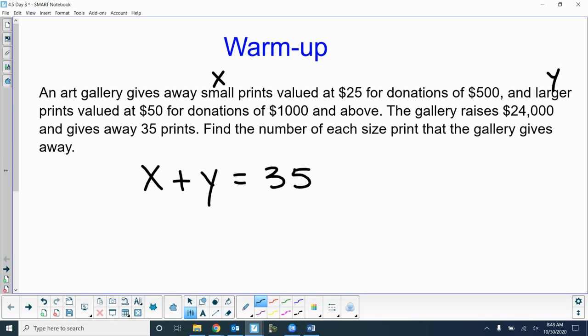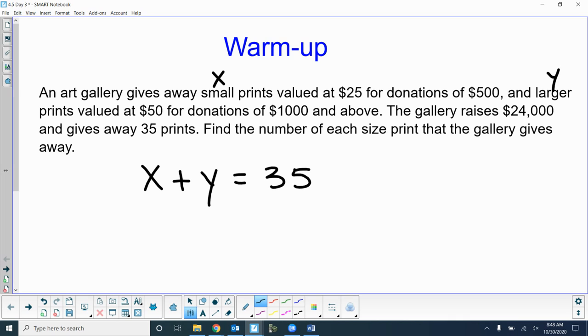Okay, the small prints go for how much? 500. What's the 25? That's just telling you what their value is. But they're going for 500, because they're raising this much money, right? Did they raise the 24,000 by getting 25 bucks or the 500 bucks? The 500, right? Does that make sense? Great. They're worth $25, but they're marking them as $500. Well, it's donations. It's a fundraiser.